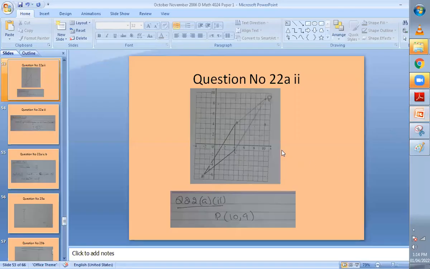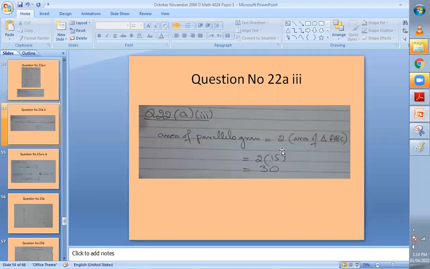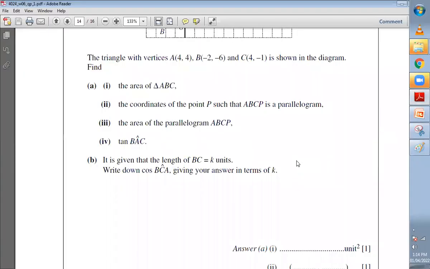So let me show you. Area of the parallelogram will be 2 multiply the area of the triangle ABC. So you will have 2 into 15, and that will be 30. Hopefully you understand. Okay, so next part. He says the tan BAC. Okay, so it's a little tricky one.